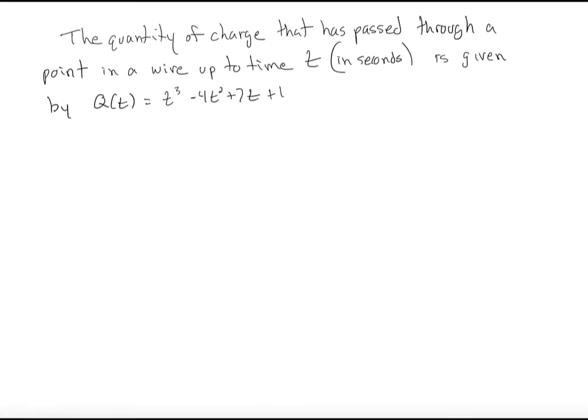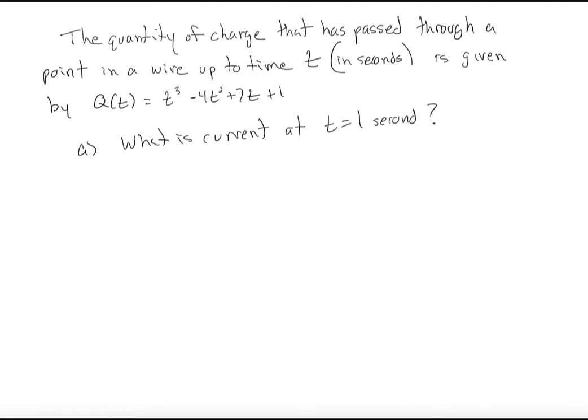So let's take a look at an example here. I paused the video so you didn't have to watch me write this problem down. This example says the quantity of charge that has passed through a point in a wire up to time t is given by this equation, t cubed minus 4t squared plus 7t plus 1. Let's do a couple of questions here. First, what is the current at, let's say, 1 second?